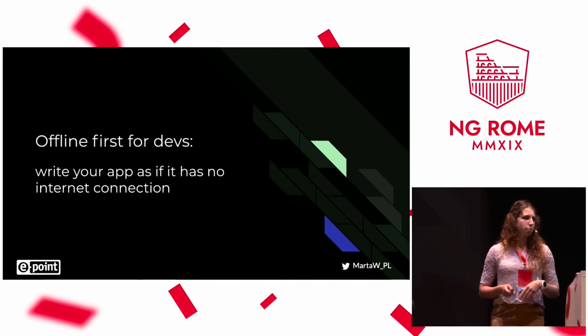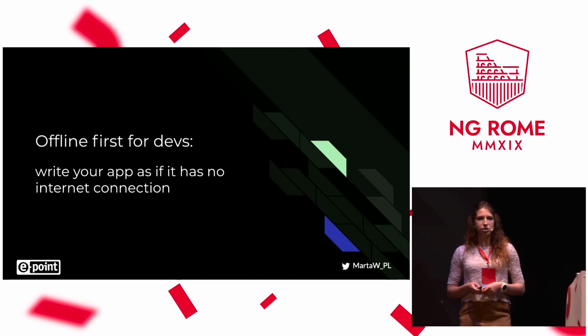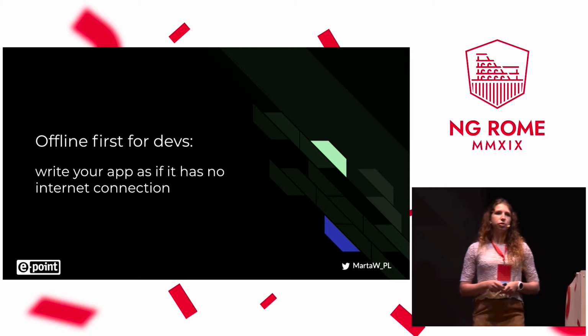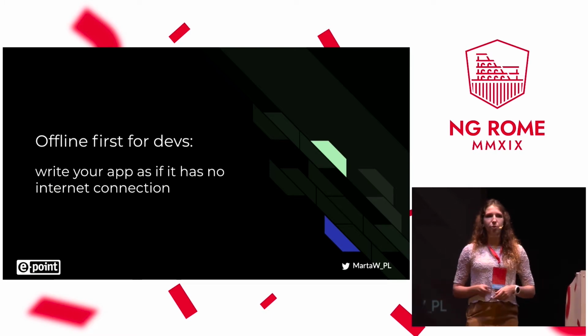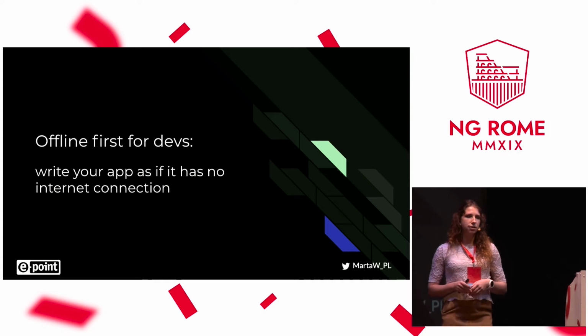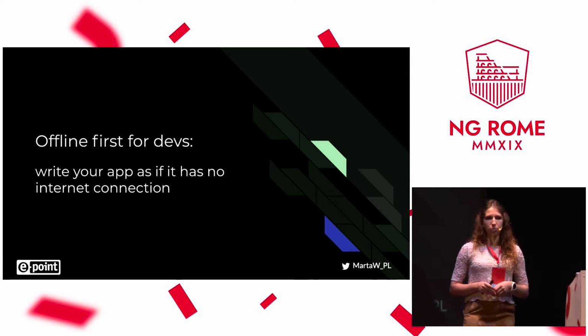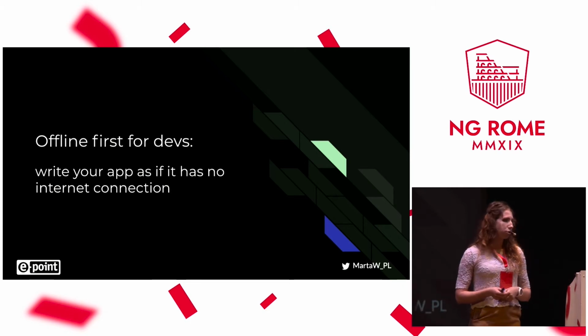And from the perspective of developers, we should write this app as if it has no internet connection, and I really compare it with mobile first. In mobile first, you start implementation for small screens, and then you need to enhance it for bigger ones. And in offline first, you start implementation for the offline state. And if you're sure that this app works properly, you can add more features. You can make this app more powerful.